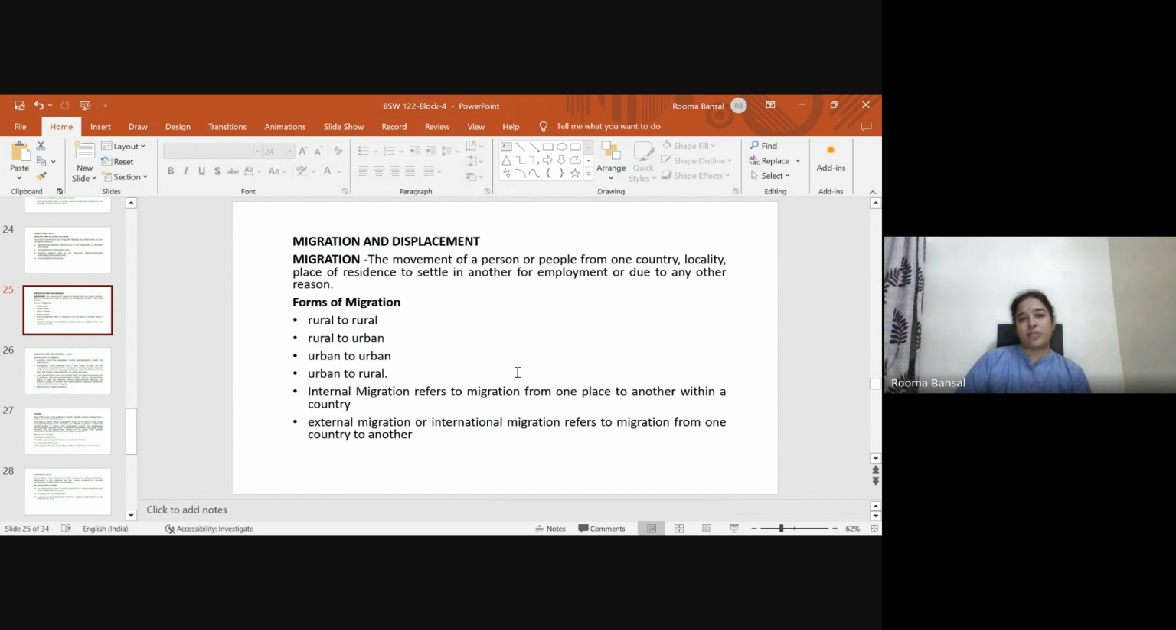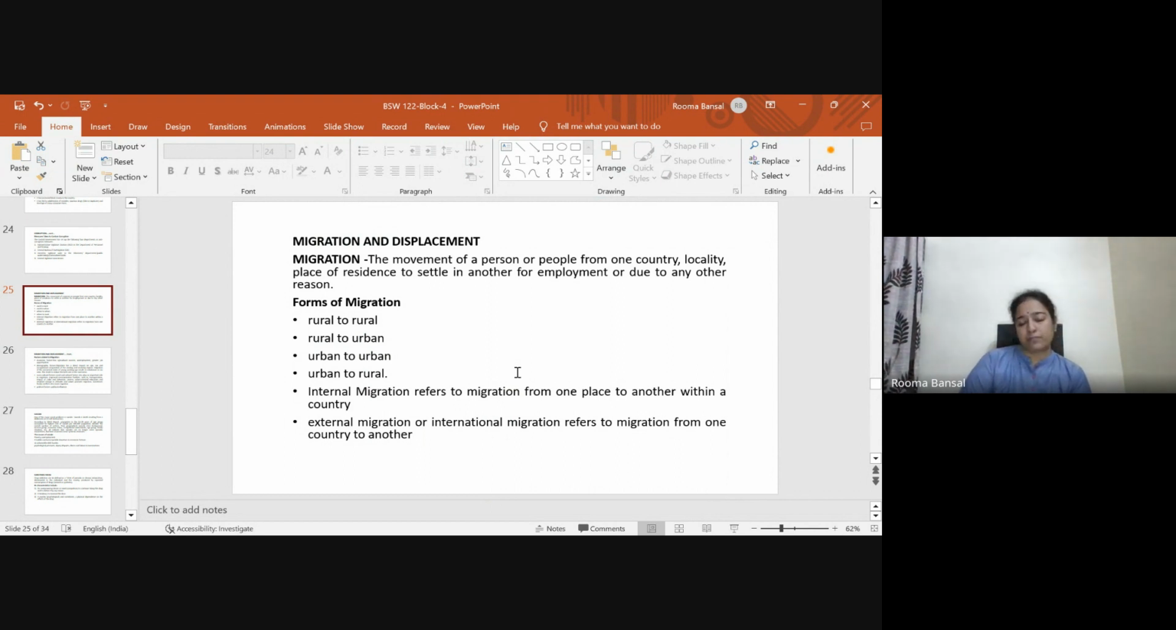Now, forms of migration. Rural to rural, it means a person who belongs to a rural area is again going to another rural area. Rural to urban means from a rural place to an urban place. Urban to urban, it means from one city to another big city. Urban to rural, it means from a big city or urban city to a rural area. These are the forms or types of migration.